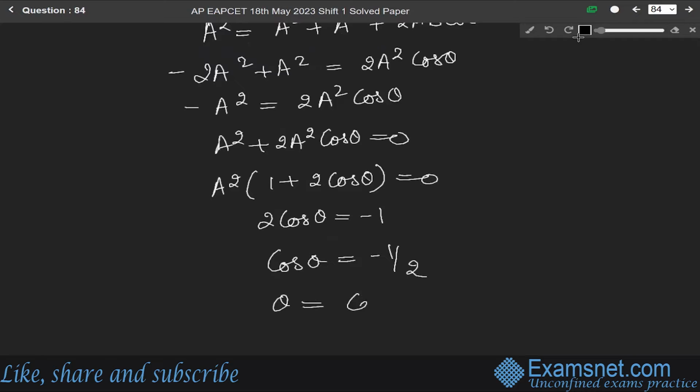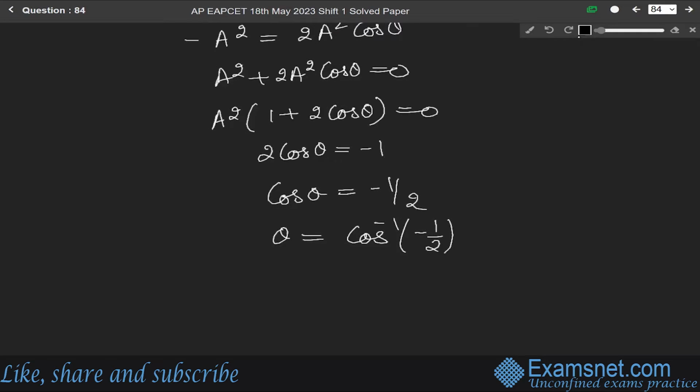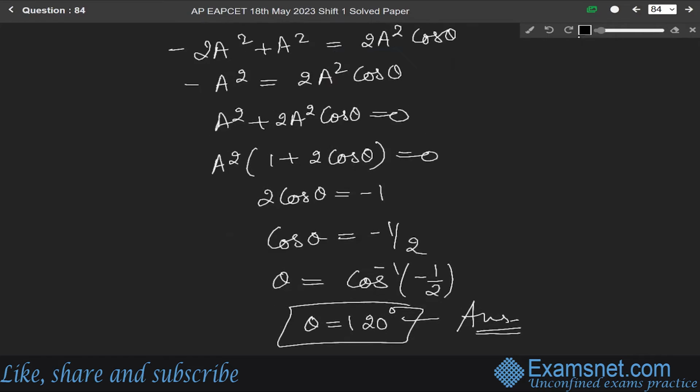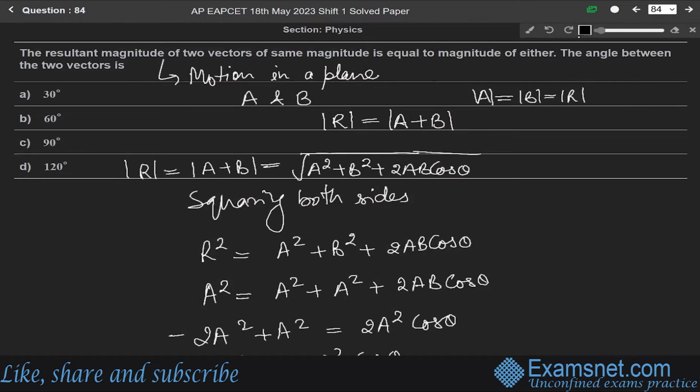So theta equals cos inverse of minus 1 by 2, which means theta comes out to be 120 degree. This is our final answer. So among these four options, option D is the correct answer. That is 120 degree. Okay.